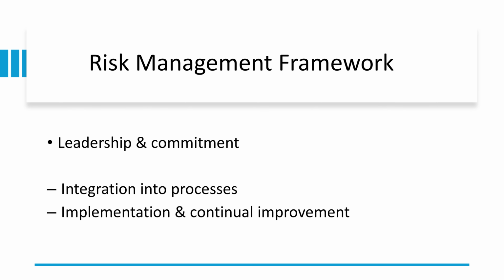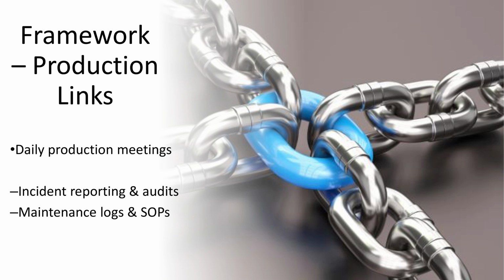According to ISO 31000, the framework includes: 1. Leadership and commitment. 2. Integration into organizational processes. 3. Design of the risk framework. 4. Implementation. And 5. Evaluation. 6. Continual improvement. For production supervisors, this framework becomes visible through A.